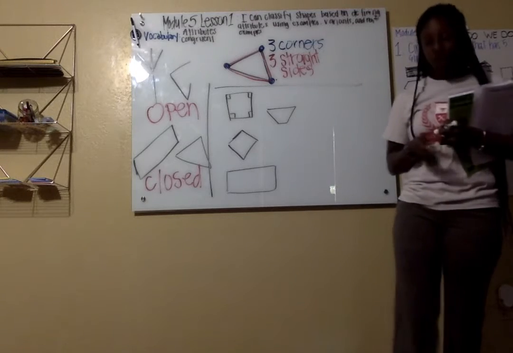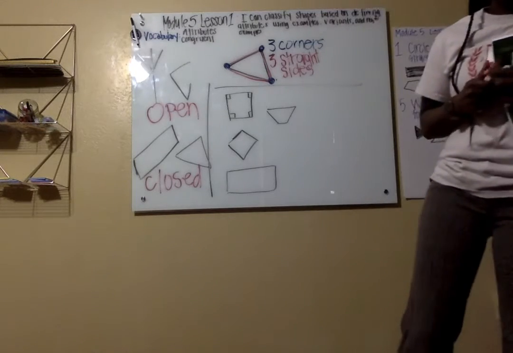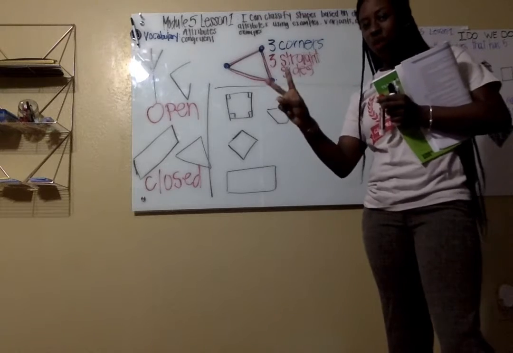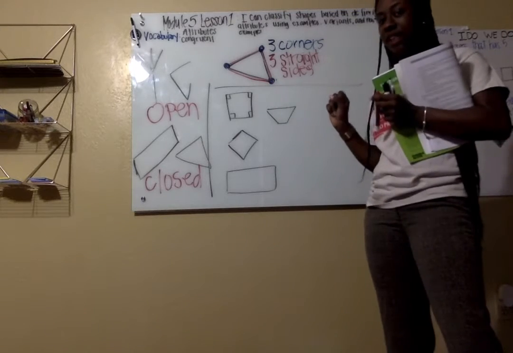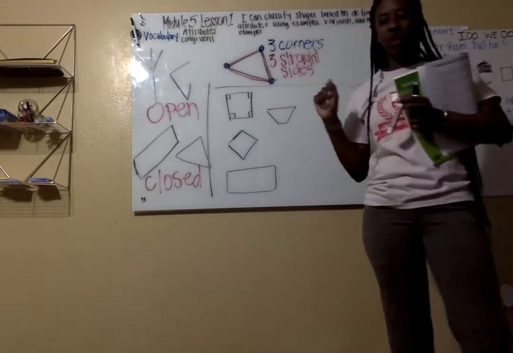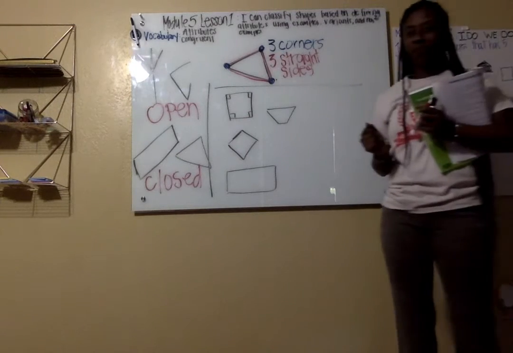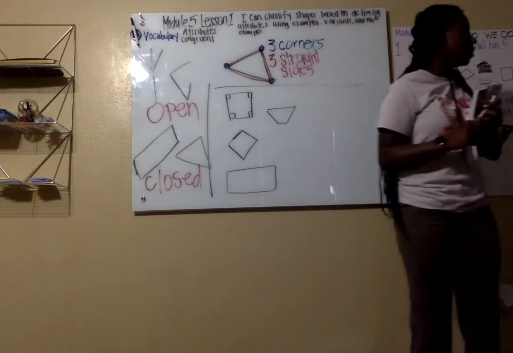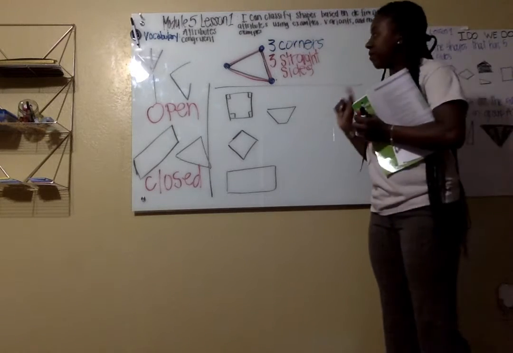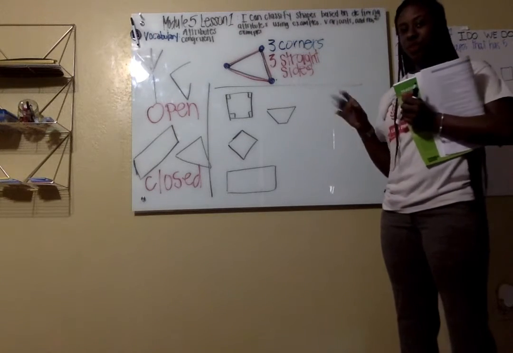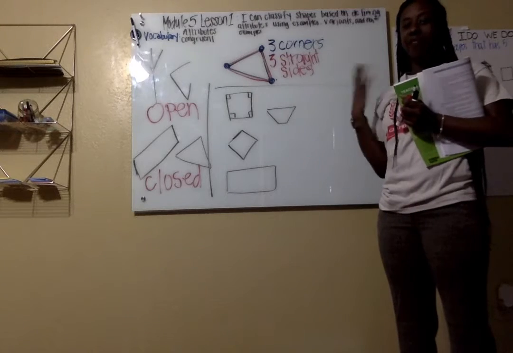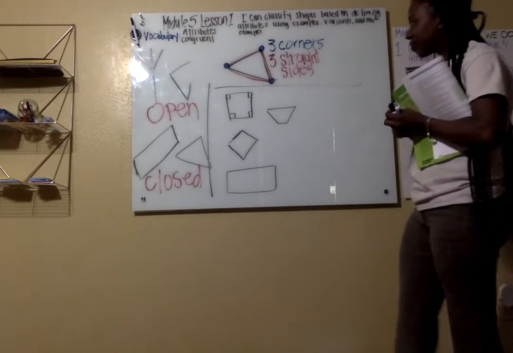Okay, so again, let's identify our straight sides and our corners. Remember, the 2 things that are important today are straight sides and our corners. So here comes our attribute word: what has the same attributes, which means characteristics. What do they have alike? What do they have the same?